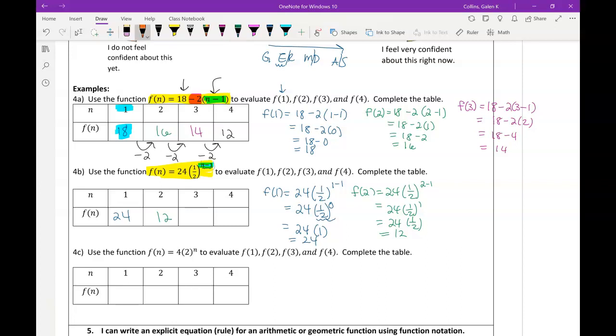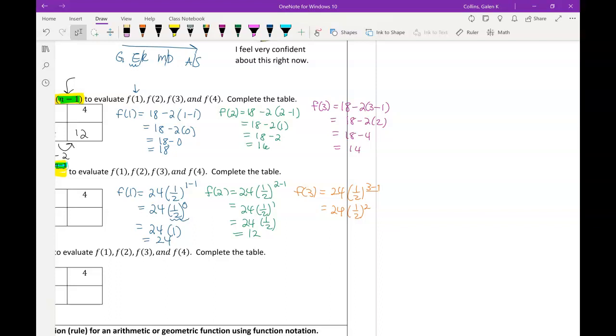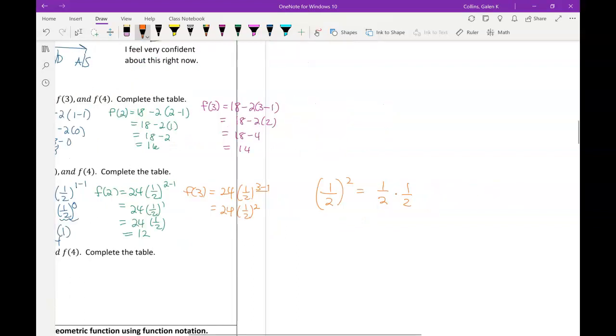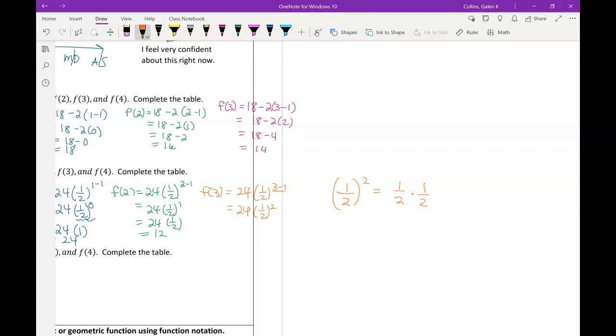All right, let's just do one more and make sure we see what's going on here. f of 3 is 24 times 1/2 to the power of 3 minus 1. So 24 times 1/2, I'm going to do that subtraction, to the power of 2. Uh-oh, I have to square a fraction. Now you could do this in your calculator, but remember 1/2 squared is just 1/2 times 1/2. Hopefully we remember that when we multiply fractions, we multiply the numerators together, so 1 times 1, and we multiply the denominators together, 2 times 2. So we just get 1/4 there.